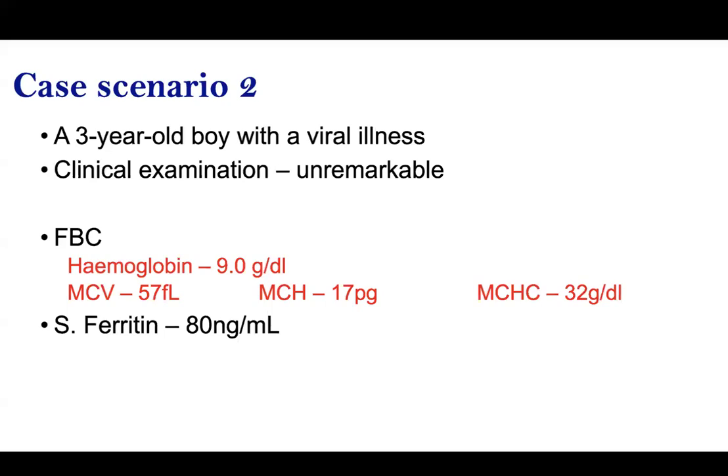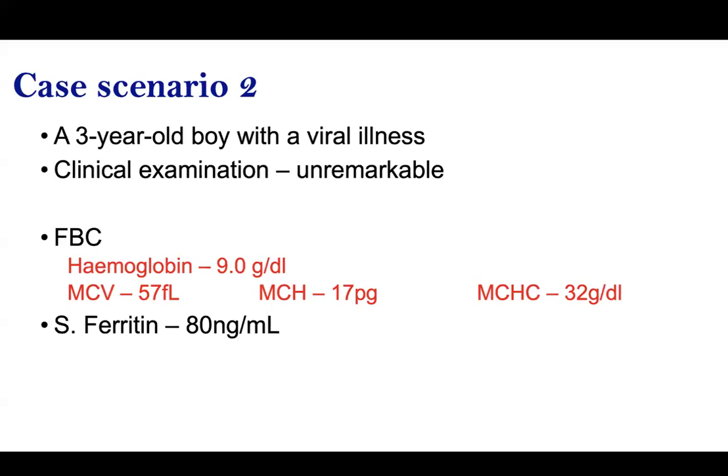Right, we'll move to the second case scenario. Let's say a 3-year-old boy, again with a viral illness. You do a full examination, which is unremarkable. Hemoglobin this time is 9. So we know it's obviously anemia. And you look at the red cell indices. As soon as you see the hemoglobin, you have to look at the other cell lines, white cell count and platelets, to make sure they are normal. If they are not normal, then we are dealing with something else, maybe a bicytopenia, pancytopenia, something sinister.